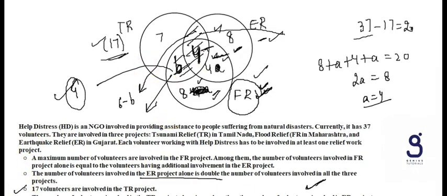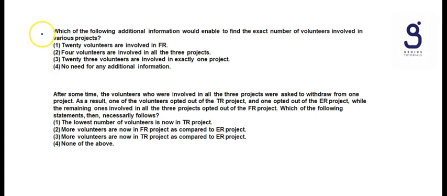Okay, let's move on to the next question. Now in this second question, it is asked which of the following additional information would enable us to find the exact number of volunteers involved in the various projects. If I see the second option, 4 volunteers are involved in all the 3 projects.